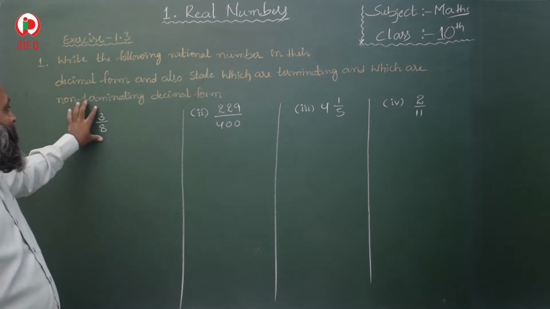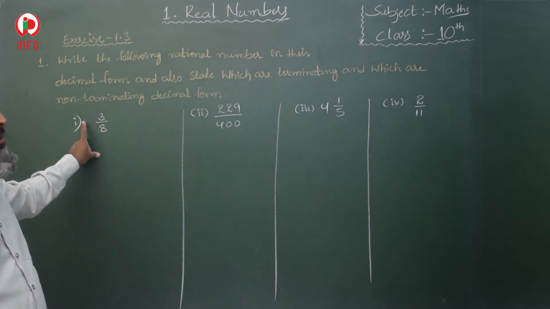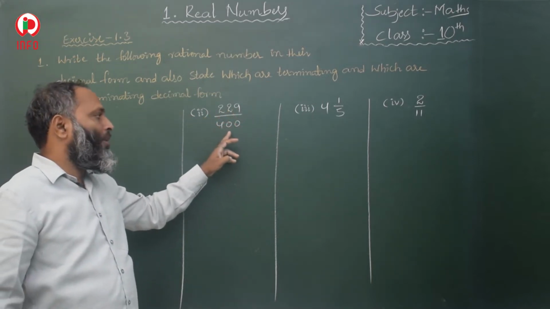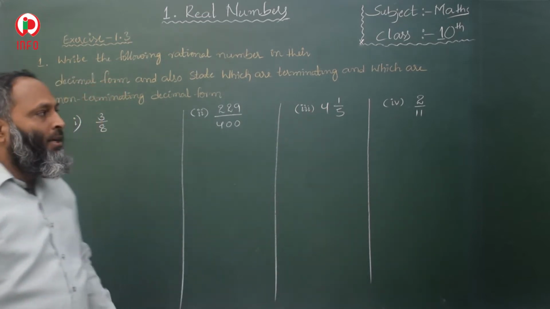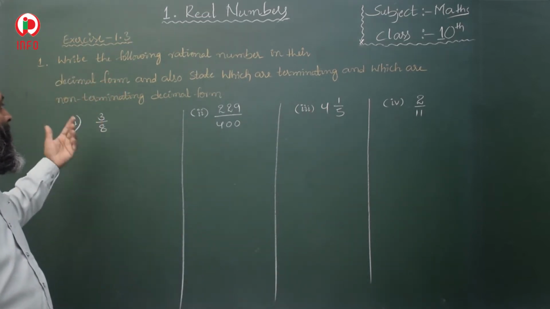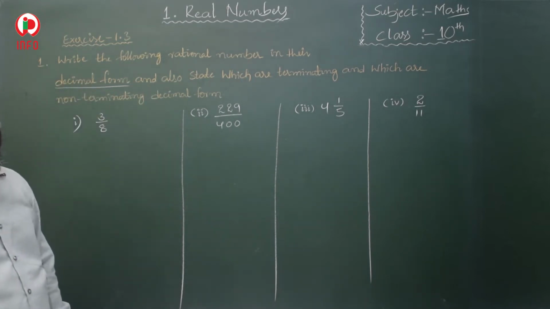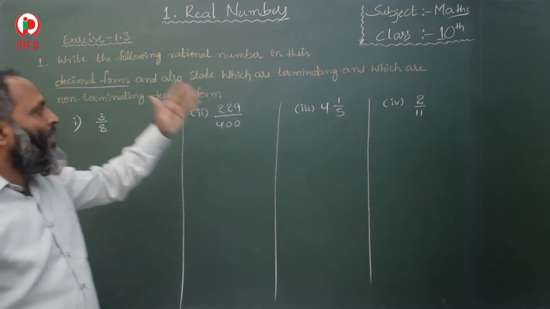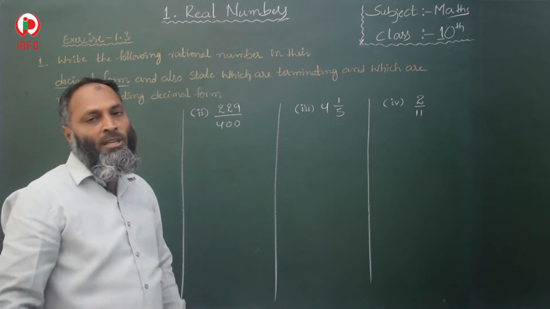Here rational numbers are given, in the form of p by q. All these are rational numbers: 3 by 8, 229 by 400, 4 1 by 5, 2 by 11. These rational numbers we should convert into decimal form. After converting into decimal form, state whether they are terminating decimals or non-terminating decimals.